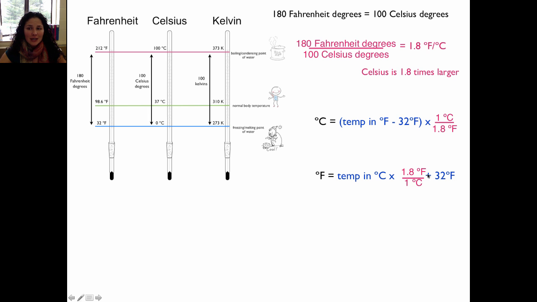For either of these pink fractions, you could either use the one shown or you could use the 100 degrees Celsius to 180 degrees Fahrenheit ratio that is represented by this equivalency. Now you should try to solve number 8 and check the answer key to make sure that you're correct.